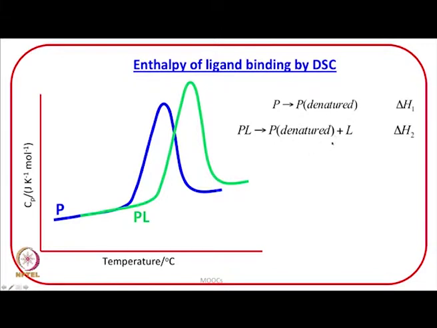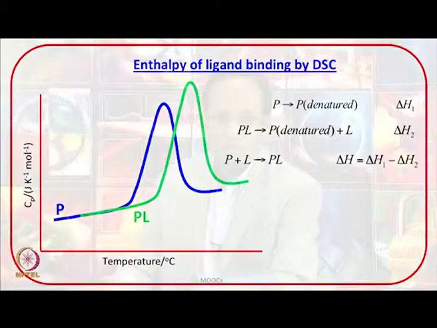We can subtract 1 minus 2, and when you subtract 1 minus 2, P denatured and P denatured will cancel. What we will have is P plus L forming PL, and the associated delta H is delta H1 minus delta H2. So this can be used to extract information on the enthalpy of binding. Therefore, differential scanning calorimetry can also be used for determining the value of enthalpy of protein ligand interactions.